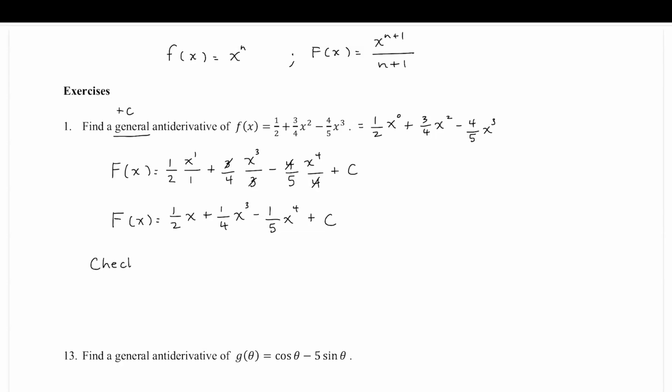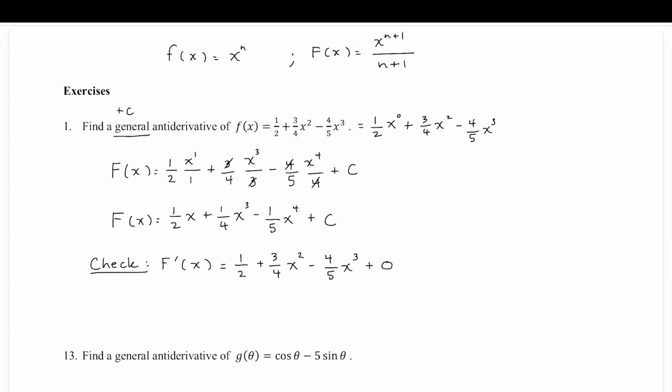So anytime you find an antiderivative, you can always check that you found the correct one by taking the derivative of the antiderivative. When you take the derivative of the antiderivative, you should get back what you started with. So now if I take the derivative of this cap F, the derivative of 1/2 x is 1/2. Second term, power 3 comes down in front, and x gets raised to one lower power. Third term, power 4 comes down in front, and x gets raised to one lower power.